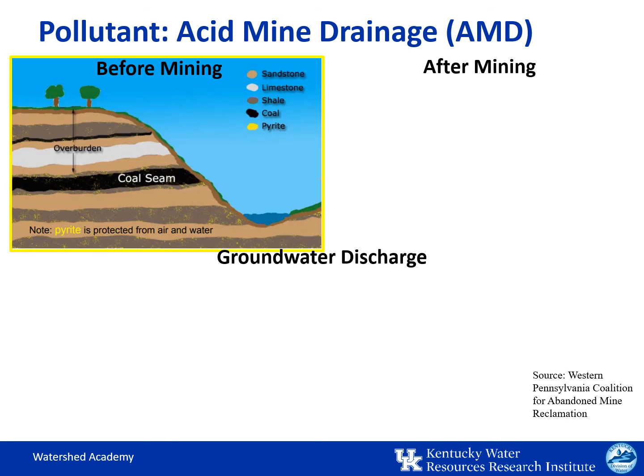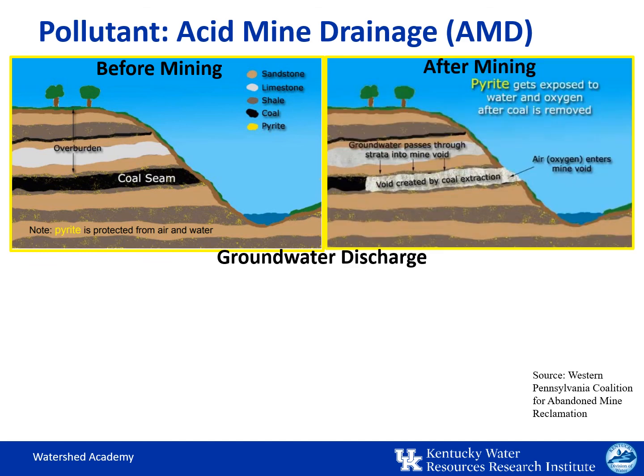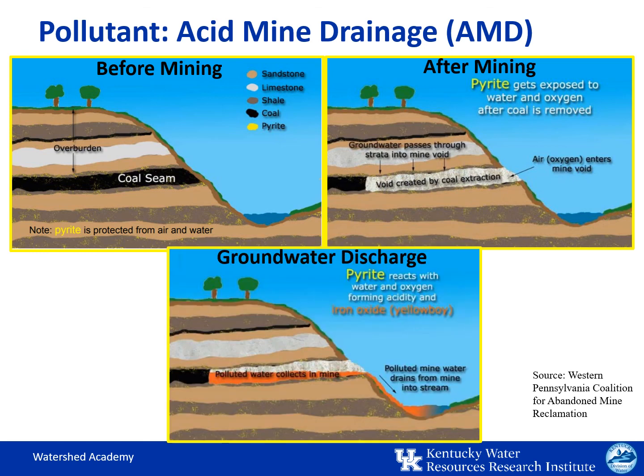In these graphics depicting the AMD formation process, you can first see that pyrite is buried beneath layers of stone, dirt, and coal, until mining exposes it to air and groundwater. Iron hydroxide shows up as an orange sediment that coats the bottom of streams and limits light penetration into water. It can smother aquatic life and destroy stream habitat.